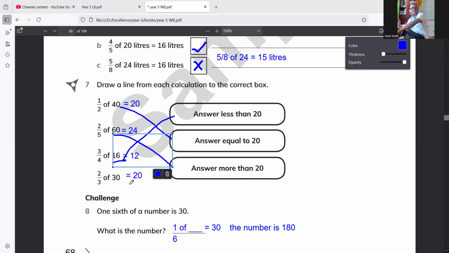Then we go to the last one here. This is 2 over 3 of 30. We say 30 divided by 3 is equal to 10, and 10 multiplied by 2 is 20. So the answer is equal to 20. So we join this to where the answer is equal to 20.